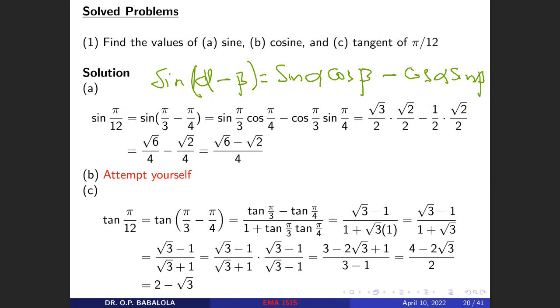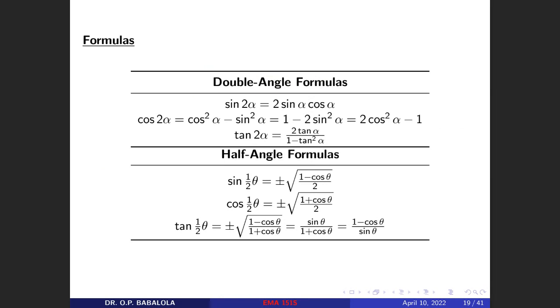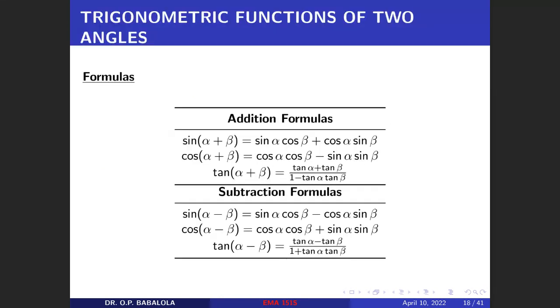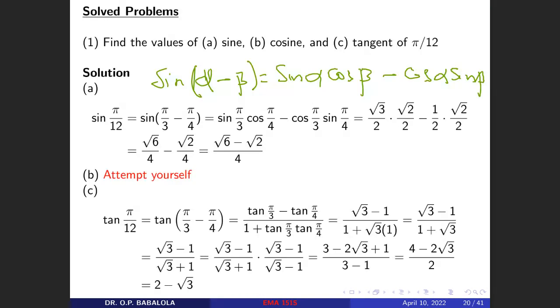So I've said that you should attempt B, for pi over 12. You do that at your own time as well, so that you would see that what I'm saying is correct. I just want you to try and attempt to see that it's correct. Then I've done it for tan using the same way. Remember the formula for tan for subtraction. Tan is tan alpha minus tan beta over 1 plus tan alpha tan beta. That's the formula I've used.